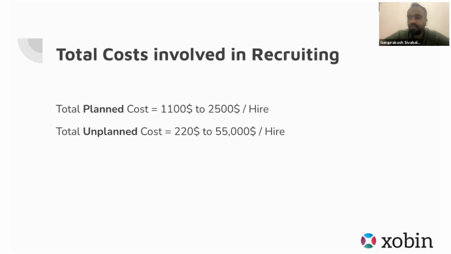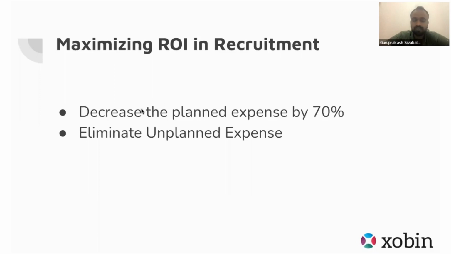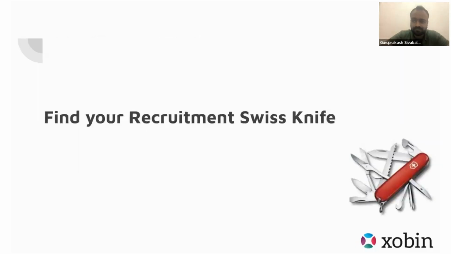But how can we try to eliminate it? So what we're going to work on is decreasing the planned expense cost by up to 70%. What are the practices we can follow to eliminate unplanned expenses? Effectively, this is going to make your work more efficient. So let's get started now. With this premise of understanding the cost behind recruitment, let's shift to the next part of our agenda, which is how do we decrease the planned expense by 70% and how we can eliminate unplanned expenses.